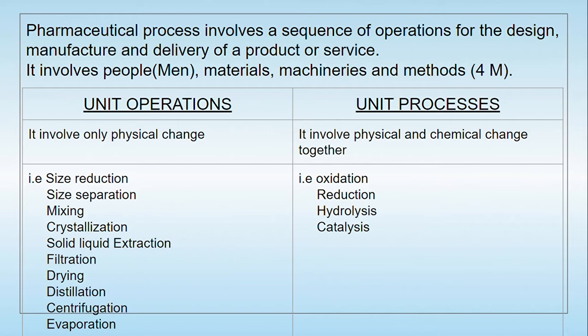form or the service. Broadly, the entire pharmaceutical process can be classified into two. The first one is called unit operation, the second one is called unit processes. Now let's try to understand the differences between these two.